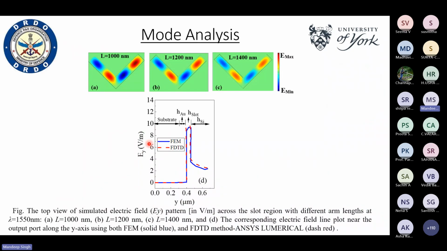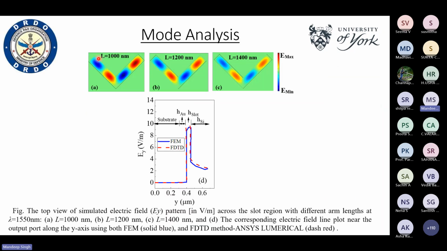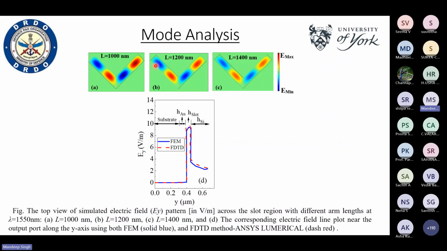After putting these values, we have used COMSOL Multiphysics software, and using the RF module we have done the mode analysis, right? If you see from the front side input port, it is a rectangular waveguide, so it will support TM mode. So the TM11 mode is excited, for various lengths, where capital L is the length of the V shape arm. For both arms, we started at 1000 and increased to 1400 nanometer.